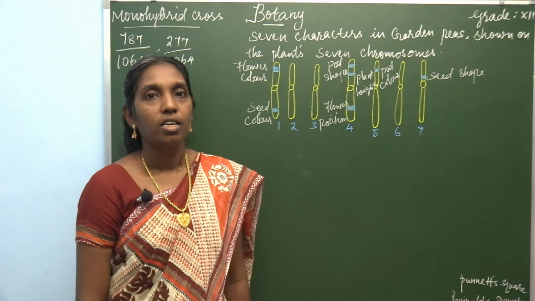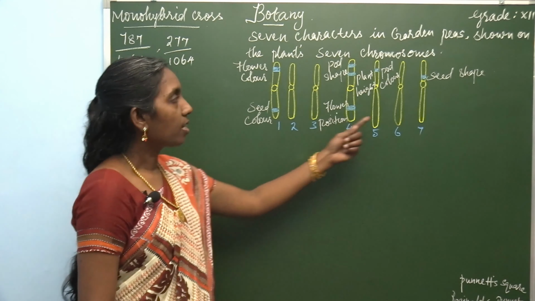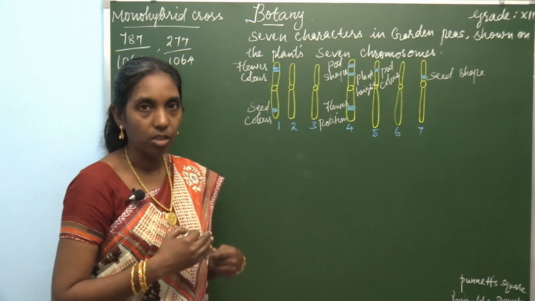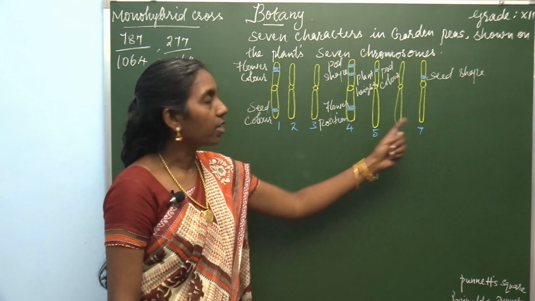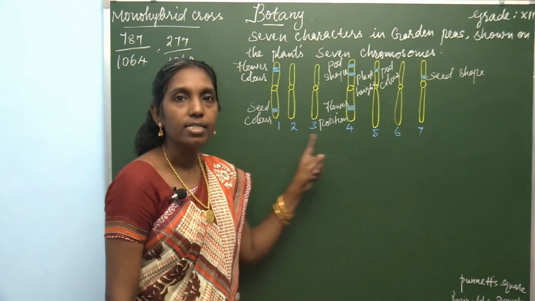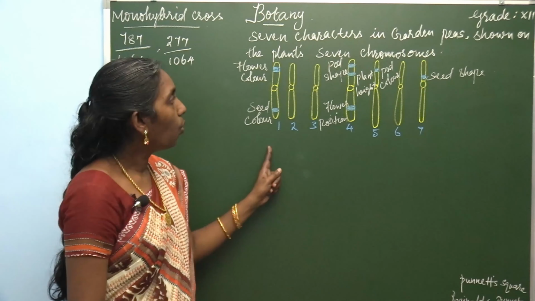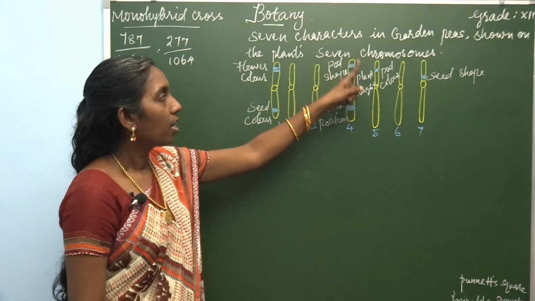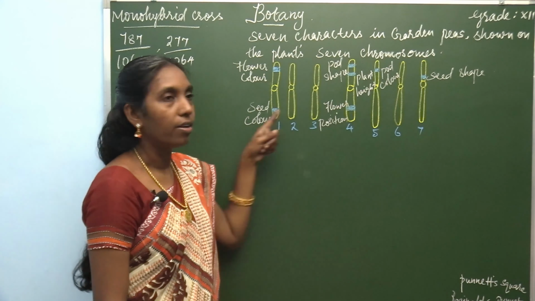Now, let's see what characters Mendel chose. There are 7 different characters. These 7 characters in garden peas are shown on the plant's 7 different chromosomes, chromosomes 1, 2, 3, 4, 5, 6 and 7. All these 7 chromosomes show the 7 different characters.